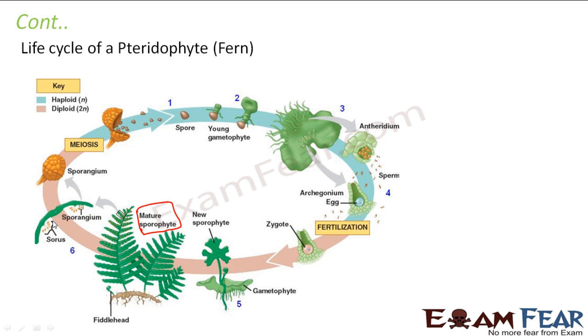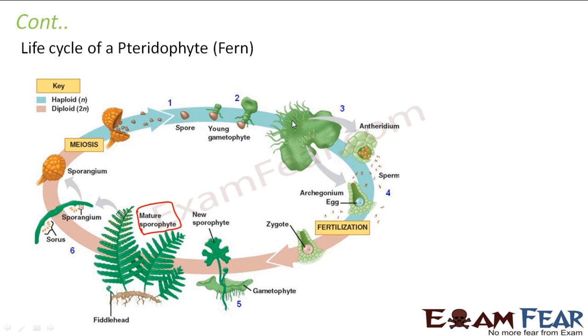This will form in the sporophyte. If you see, it has the sporangium. These leaf-like structures are called sporophylls, and on the sporophylls you have small structures called sporangium. Inside the sporangium are present spores. The spores are released. The spores will then germinate to form a gametophyte.